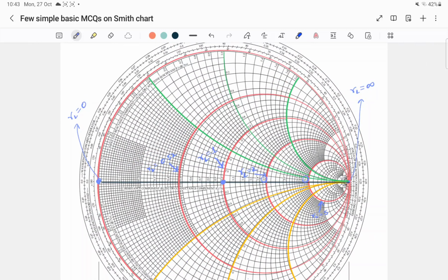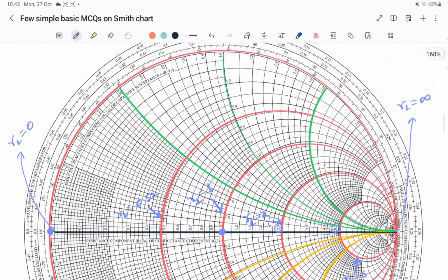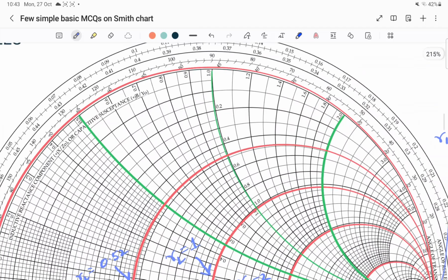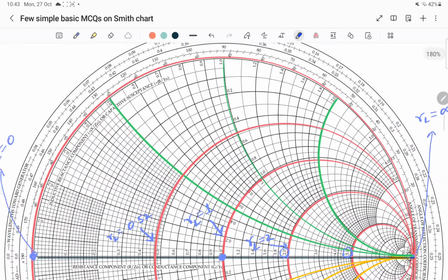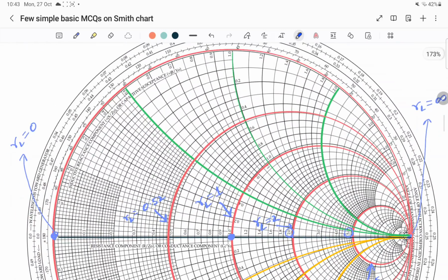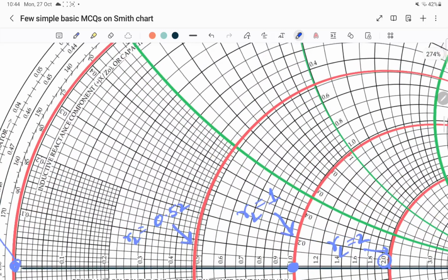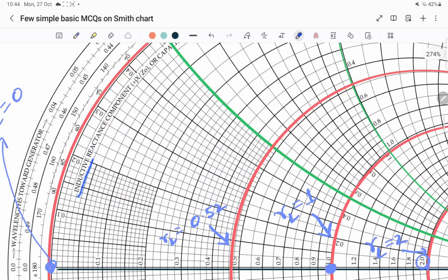Now let us talk about the reactance circles. So first let me choose the inductive reactance circles. These green color curves are inductive reactance curves. Because they are on the upper half of the Smith chart, they represent inductive reactance. It is written in the Smith chart already. It represents the inductive reactance component.